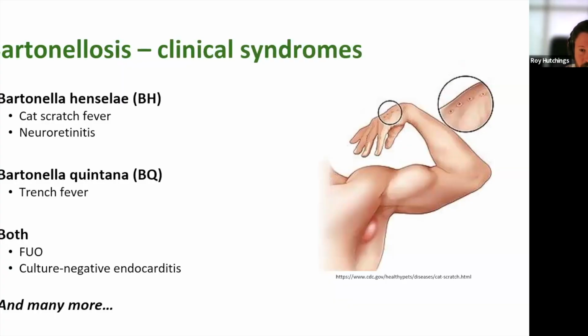Now, the clinical presentation of these species of Bartonella depends on the immune host response. So, in patients with a normal immune system, Bartonella henselae will present typically as cat scratch disease. There are other presentations like neuroretinitis, lymph node microabscesses, sometimes bacteremia. Bartonella quintana, in contrast, more typically presents just as a fever in immunocompetent hosts. Both are causes of fever of unknown origin or culture negative endocarditis. And like syphilis and TB, they can present in many different ways besides what I've described here, from many different organ systems.